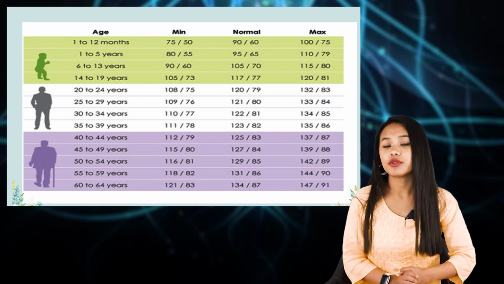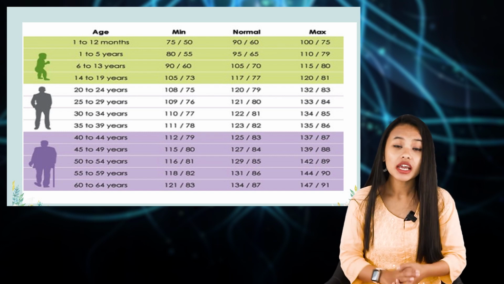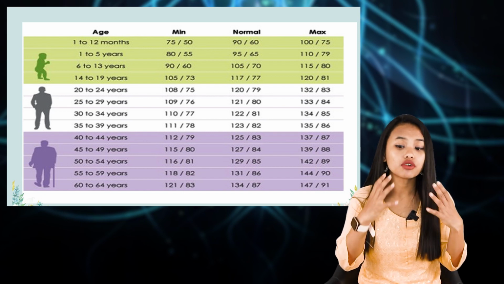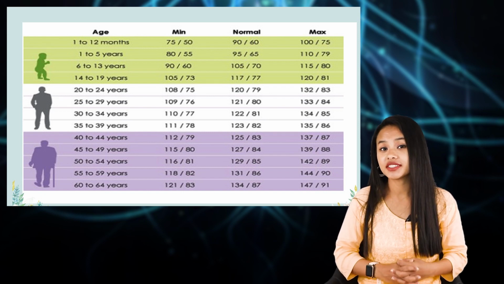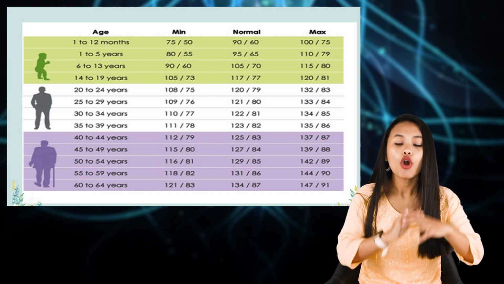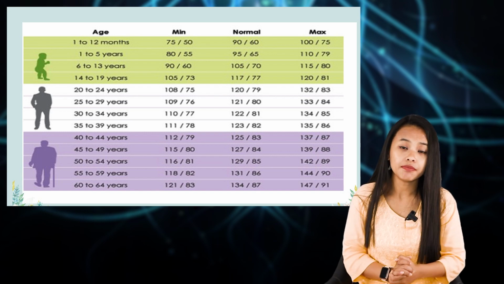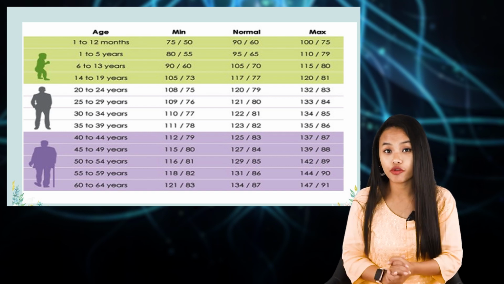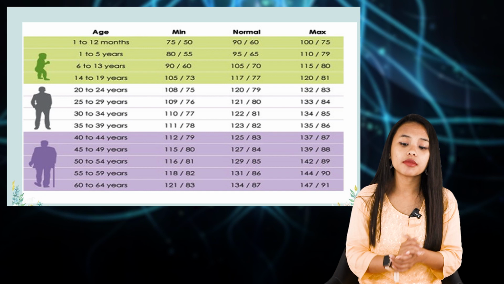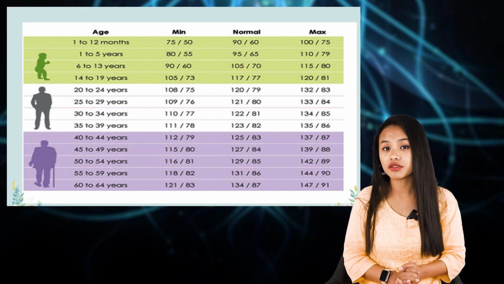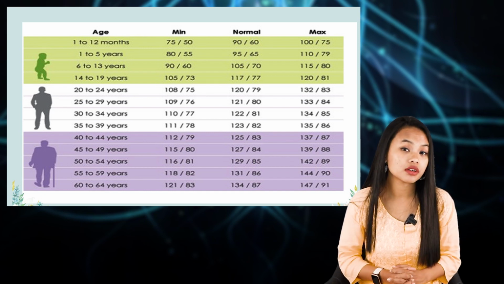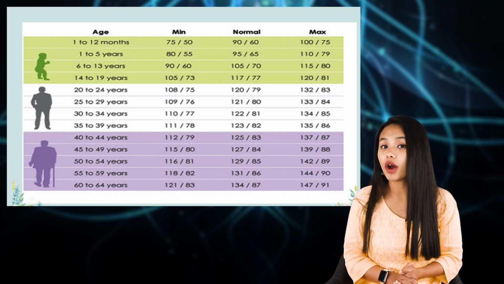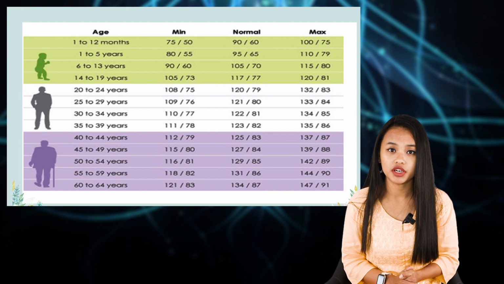And for those who are between 55 to 59 years, their minimum can be 118 by 82, their normal can be 131 by 86, and maximum can be 144 by 90. And for the last age group, that is between 60 to 64 years of age, their minimum can be 121 by 83, their normal can be 134 by 87, whereas their maximum can be 147 by 91, and so on.